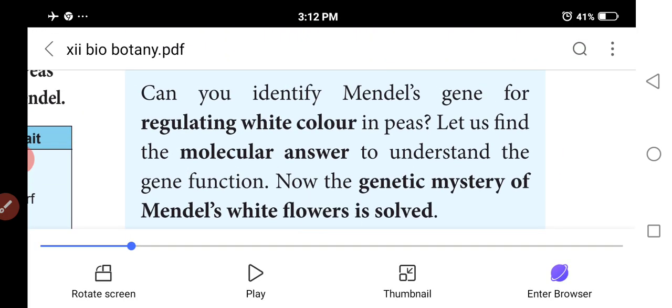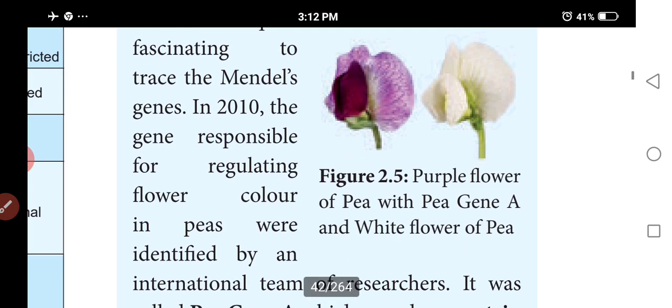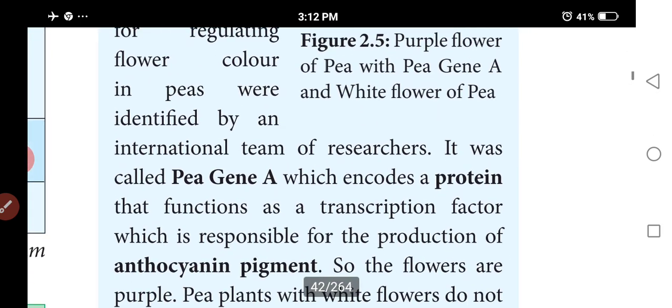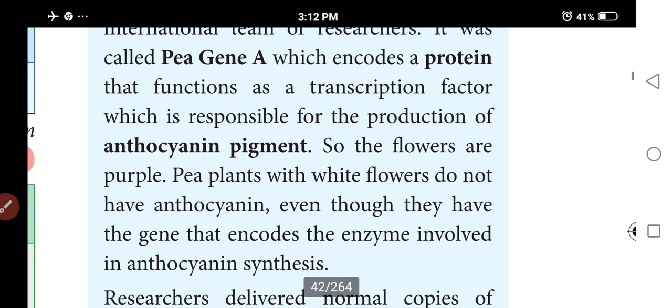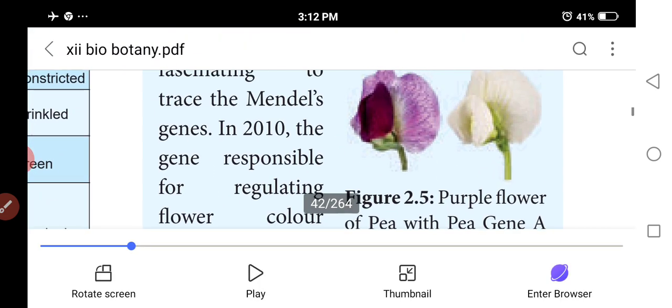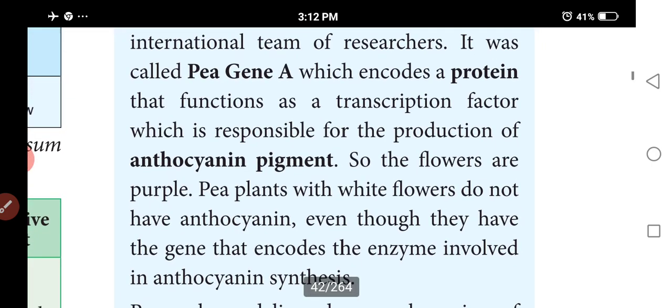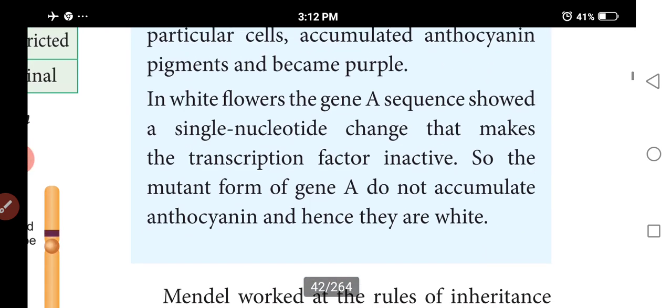Can you identify the Mendelian gene regulating white color in peas? Let us find out the molecular answer. In molecular genetics you will find this is quite fascinating. In 2010, the Mendelian gene responsible for regulating flower color in peas was found. An international team of researchers identified the pea gene capital A, which encodes a protein that functions as a transcription factor for anthocyanin pigment. The flowers are purple. The white flower does not have this anthocyanin, so it is white in color.